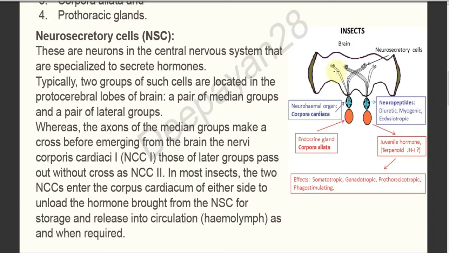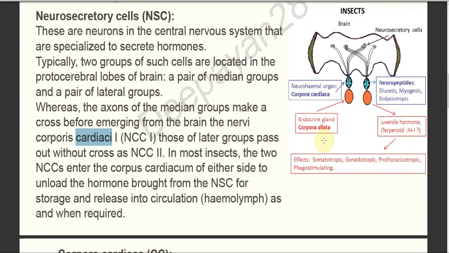Now I have told, no? Neurosecretory. Nervi corporis cardiaci, NCC 1 and 2, yes or no? So the thread present in between corpora cardiaca and corpora allata is known as what? Your nervi corporis allati. Understood? Allati. Okay, that is the meaning of that.